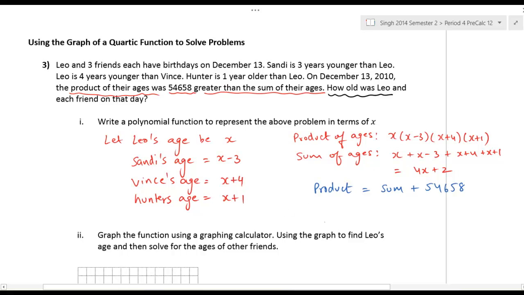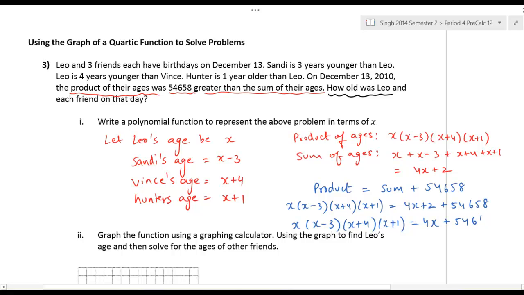So the expression I'm going to get is the following. X times x minus 3 times x plus 4 times x plus 1 is equal to the sum, which is 4x plus 2 plus 546 58. And this I can collect like terms again, and I'll get this expression. X times x minus 3, x plus 4, equals 4x plus 546 60. This is going to be the polynomial function that I'm working with for this example.